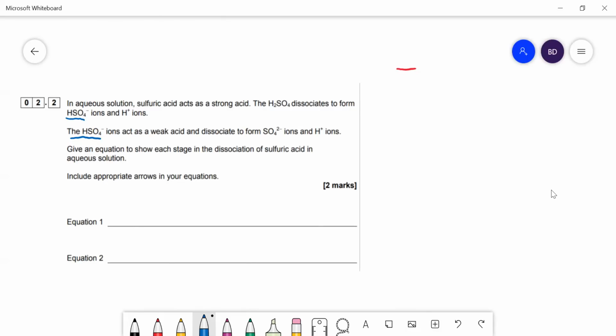Given equations to show each stage in dissociation of sulfuric acid in aqueous solution, include appropriate arrows. So, are we putting in reversible or irreversible? The first one is H2SO4. It's a strong acid, so we're going to just put a one-way arrow, assuming complete dissociation to form hydrogen sulfate ion and H+.